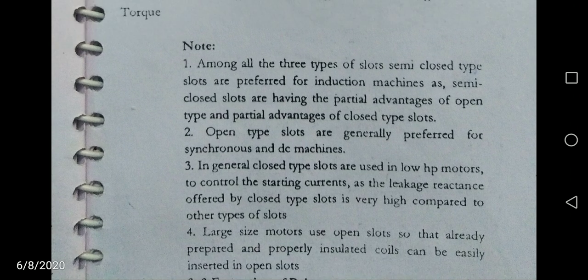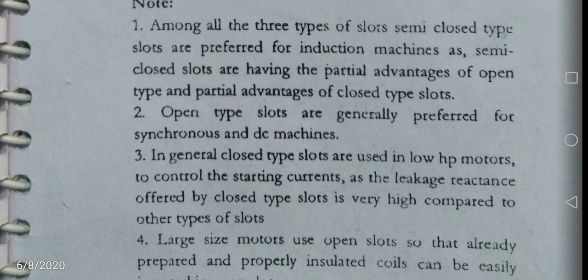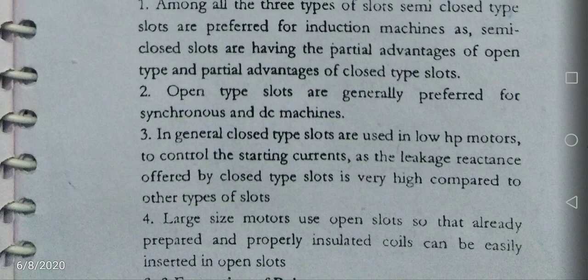Now coming to large size motors, they use open slots so that already prepared and properly insulated coils can be easily inserted in the open slot. That means if you use the open type slot and any one coil is burned, then that coil can be removed easily in open slots. But in a closed slot, if any one coil is burned, it is not easy to remove that damaged coil and replace it.